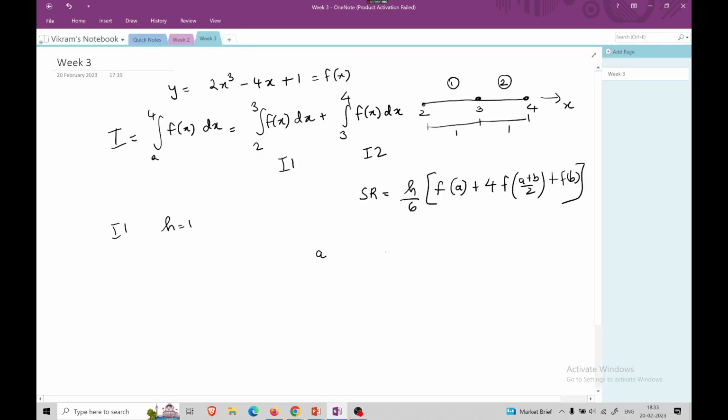So a, b, f of a, f of b, I put it this way. For element 1, what is my a? 2. My b is 3. Integral from 2 to 3. What is f of 2? F of a is f of 2. So I will just use a calculator.